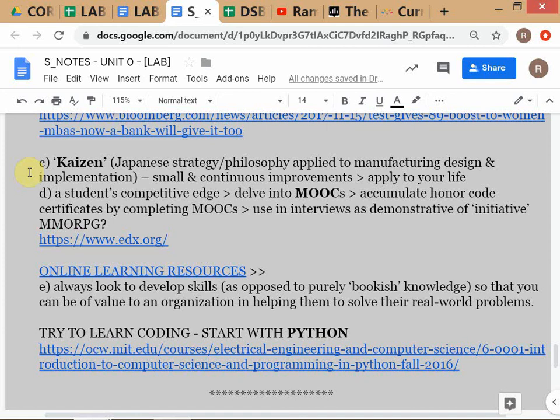And you should not get disappointed if you're making only small improvements and not huge improvements, because if you can continue that process every day, that's what eventually leads to huge, tremendous achievements. So the idea of Kaizen is even small improvements can be beneficial.